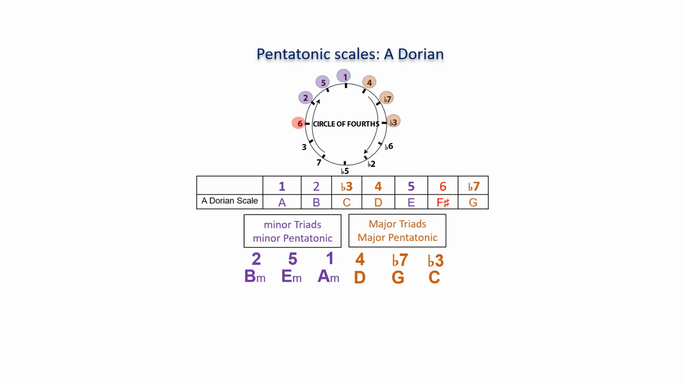In the A Dorian mode, arranged in fourths, we can derive minor pentatonic scales from scale degrees 2, 5, and 1, and major pentatonic scales from scale degrees 4, flat 7, and flat 3.